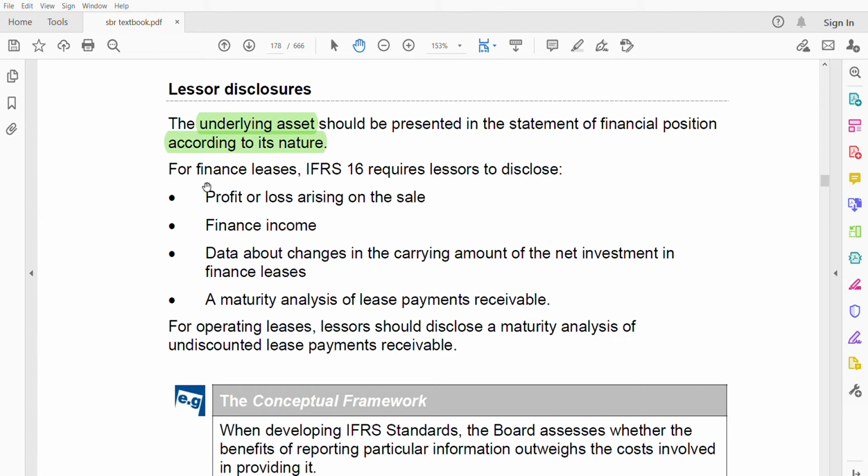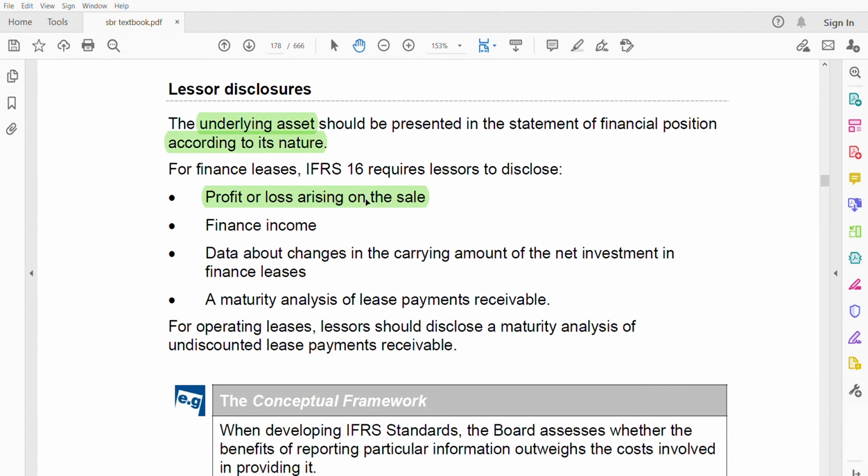For finance lease, IFRS 16 requires the lessor to disclose the following. This is only for finance lease. These four points. What are they? Profit or loss arising on the sale. Why? Come back to finance lease. You are transferring the asset finally to your lessee. So when you're transferring that asset, that's like a sale for you, right? You're selling that asset to your lessee. So when you're selling, you will have a profit or loss, and that profit or loss needs to be disclosed.